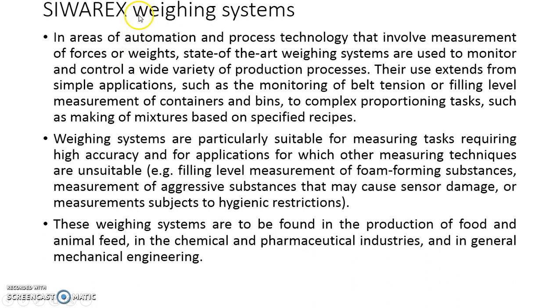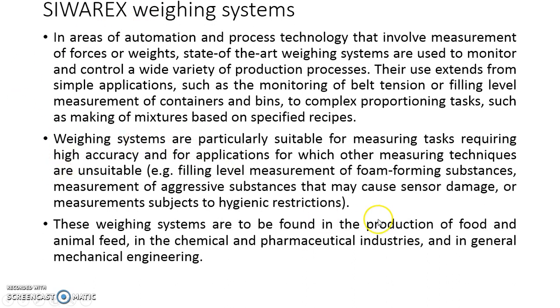The next type is Siemens weighing systems. In the area of automation and process technology that involves measurement of forces and weight, state-of-the-art weighing systems are used to monitor and control a wide variety of production processes. Their use extends from simple applications such as monitoring belt tensions or filling level measurements of containers or bins, to complex proportioning tasks such as mixtures based on specific recipes.